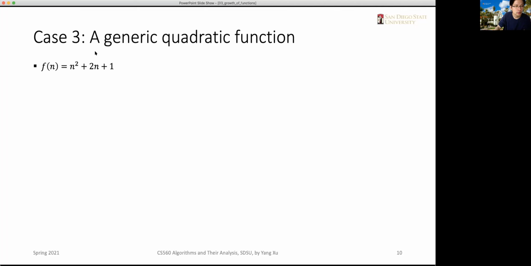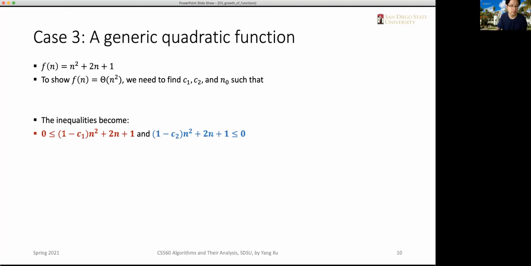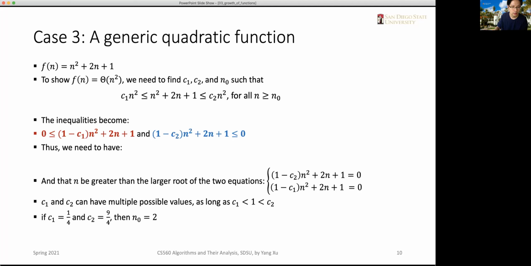Okay, so let's look at the f of n again here. We want to show this f of n is bounded by the Big-Theta of n squared. So we need to find c1, c2, and n0, right? By the definition, we want to show that. Oops, I just messed up with the animation. It doesn't matter. Let me draw the parts here. Okay, so this is our goal.